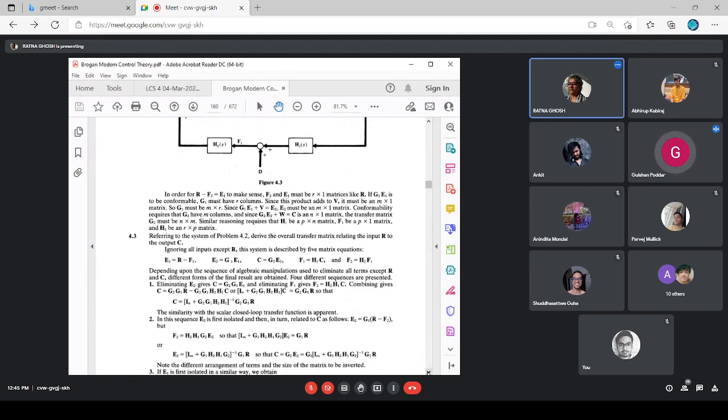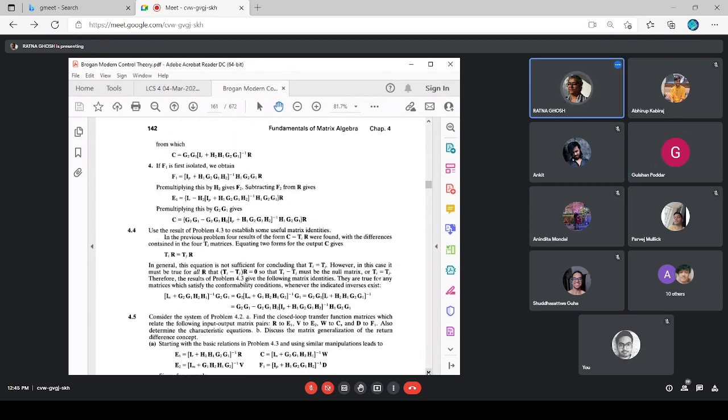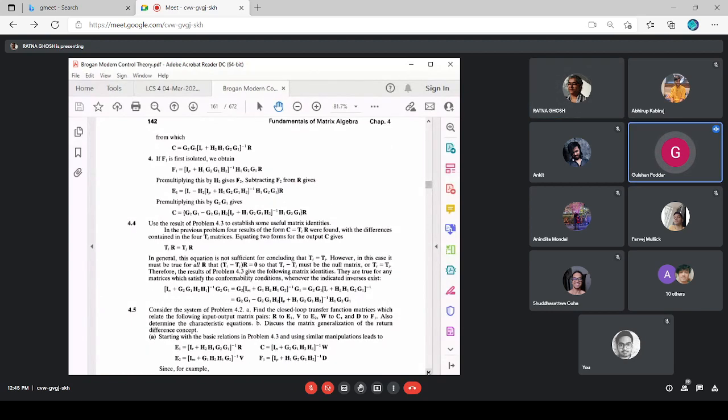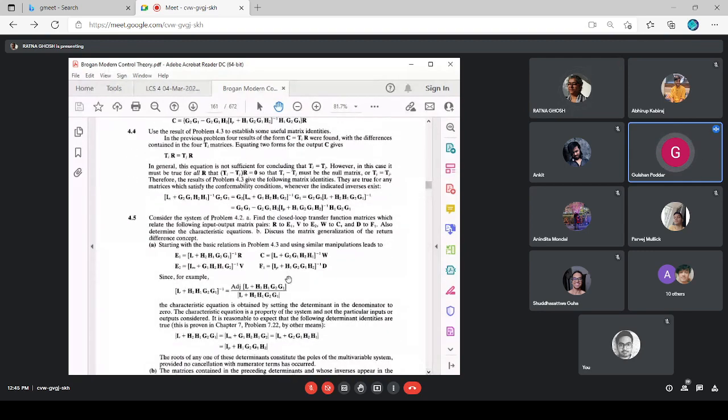Ma'am, if you do it for all other inputs like V, D and W also? Exactly, similarly for all of the others. Actually, in this particular part, I'm showing you here. This is E1 and E2 related to R and V, and C related to W, and F1 related to D. So you can have all the combinations, and you can do further matrix manipulations on this. All of that is indicated.